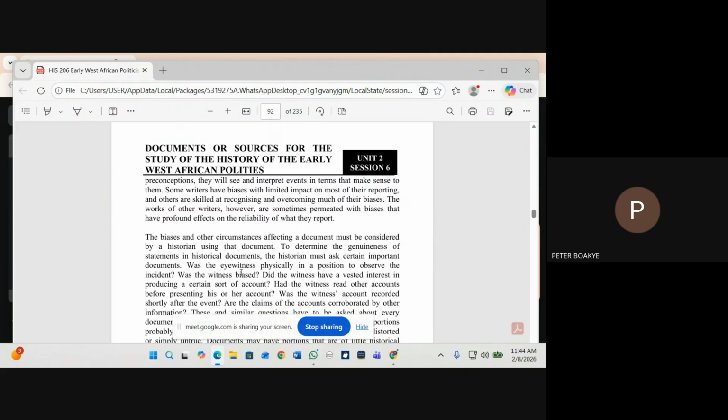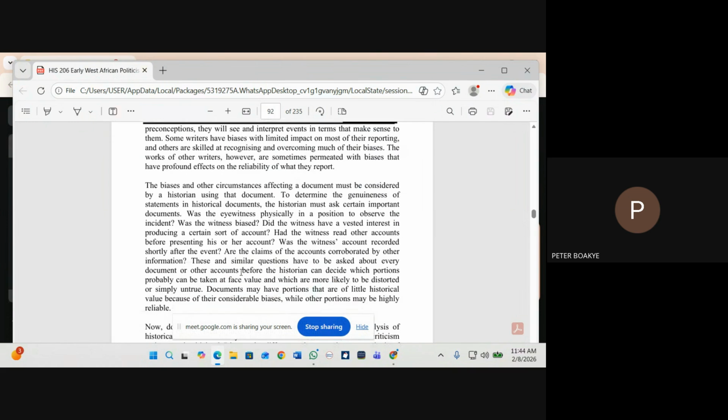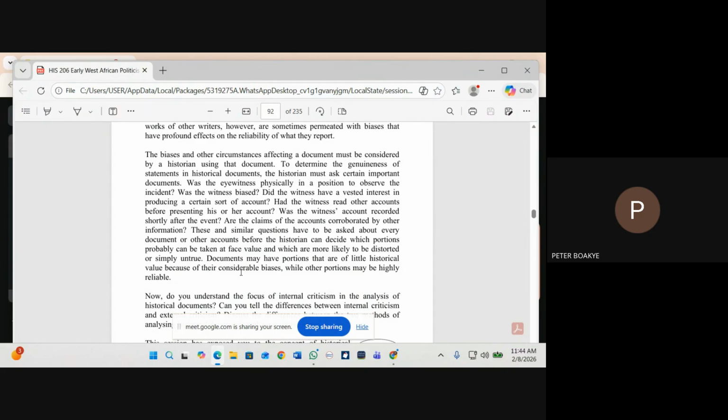The works of other writers, however, are sometimes permeated with biases that have a profound effect on the reliability of what they report. So the biases and other circumstances affecting a document must be considered by a historian using that document to determine the genuineness of statements in historical documents.